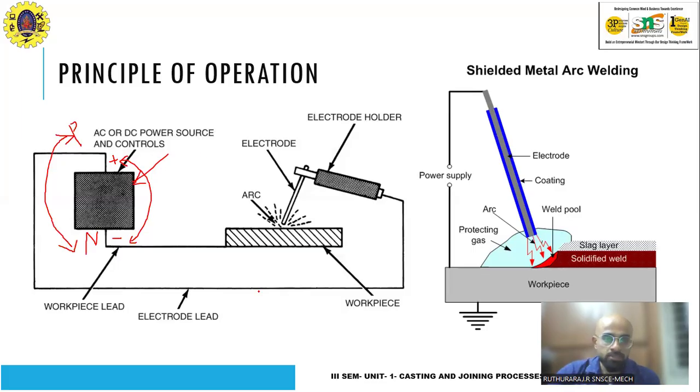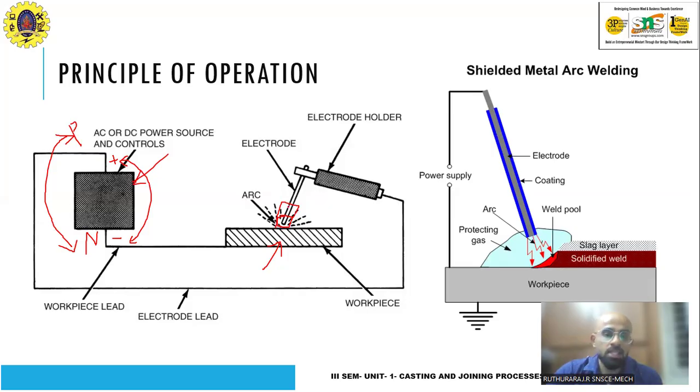Then there is the workpiece itself, and then you have your electrode holder, and this is the electrode. The electrode used in this welding process is called a consumable electrode. Why is it called a consumable electrode? Because it will be consumed during the welding process. If you have done actual welding, you would have noted that the size of the electrode keeps decreasing every time you weld.